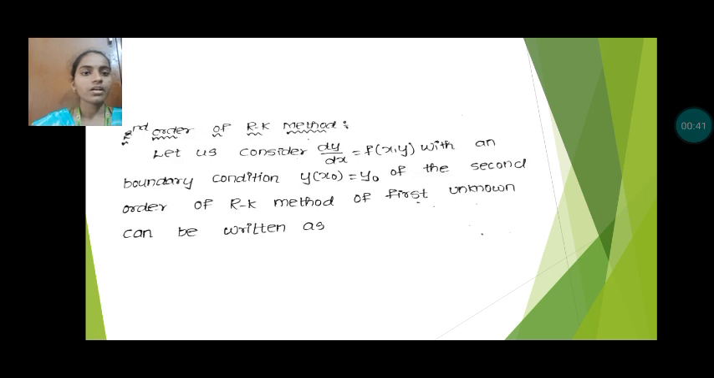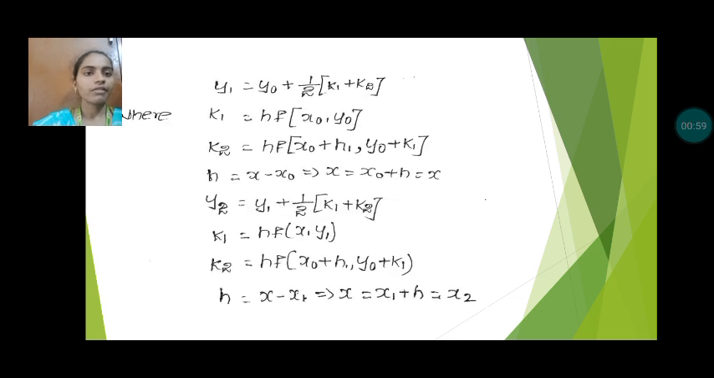Second order of RK method: let us consider dy by dx is equals to f of x comma y with a boundary condition y of x naught equals to y naught. In the second order of RK method, the first unknown can be written as y1 is equals to y naught plus 1 by 2 into k1 plus k2, where k1 is equals to h of x naught comma y naught, k2 is equals to h of x naught plus h comma y naught plus k1, h is equals to x minus x naught, x is equals to x naught plus h equals to x1.